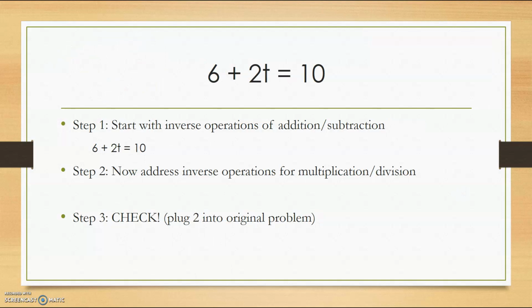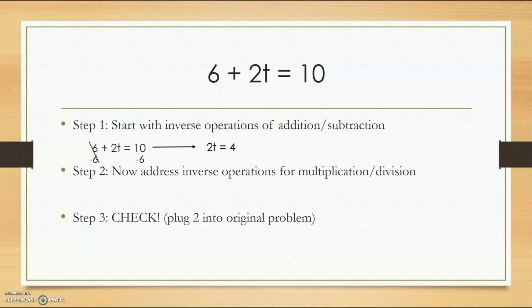Now let's look at number 2. We have 6 plus 2x equals 10. Pretty simple, but this way it's kind of reversed. Still the same situation. We're going to address addition subtraction before multiplication division because we're kind of working our way into the variable. So what I'm going to do is subtract 6 from both sides. 6 minus 6 is 0. 10 minus 6 gives me 4. So I'm left with 2t equals 4.